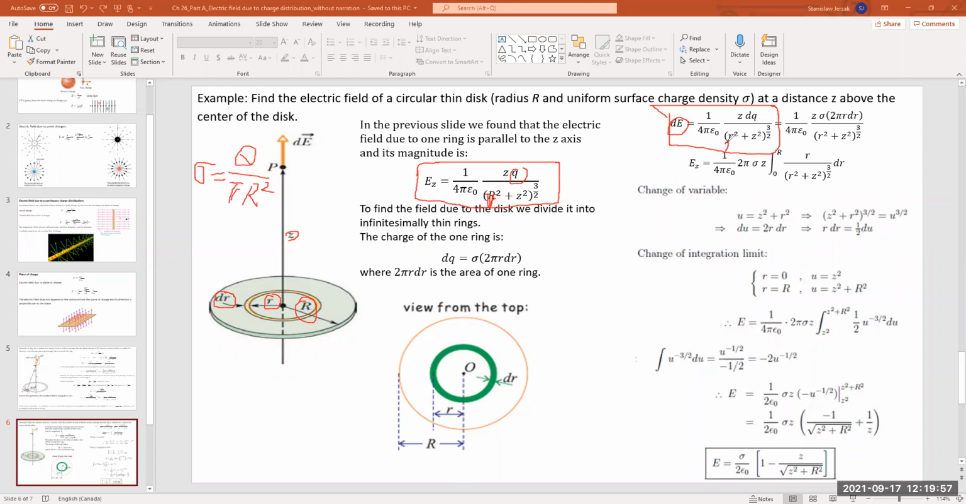Here, the lowercase r is the radius of the ring, not of the disk, but the radius of the ring. And Z is constant. Remember, Z is not variable. Z is the distance from point P to the center of the disk. So any question so far? Okay, no question, that's really good.